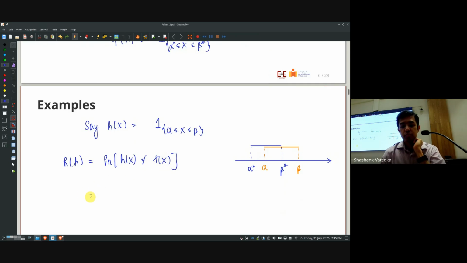Can you give an expression or a description of this risk in terms of alpha star, alpha, beta star, and beta? So when do you incur an error? Probability that x belongs to alpha between alpha and beta. 1 minus, okay, you have to be a little more careful. It's 1 minus the probability that both of them match. So you're saying that the probability that they're equal is the probability that it lies in the interval alpha to beta star. Are you sure?